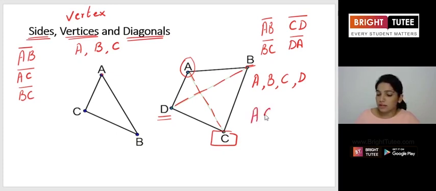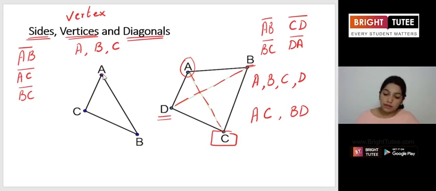We see diagonal AC and diagonal BD. So these are the two diagonals in this particular image. Can you tell me, is it possible to draw a diagonal in the triangle? Is it possible? The answer is no, it's not possible.